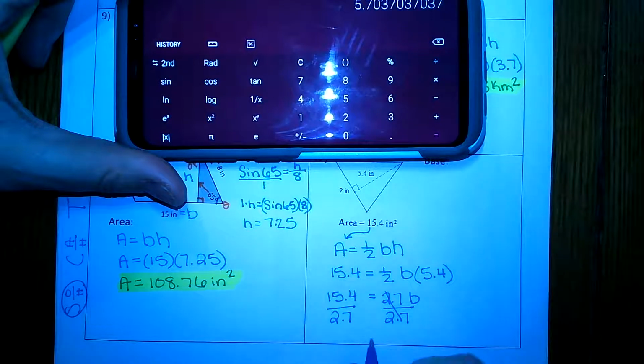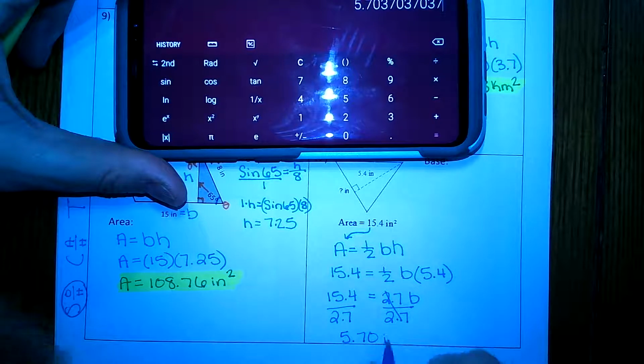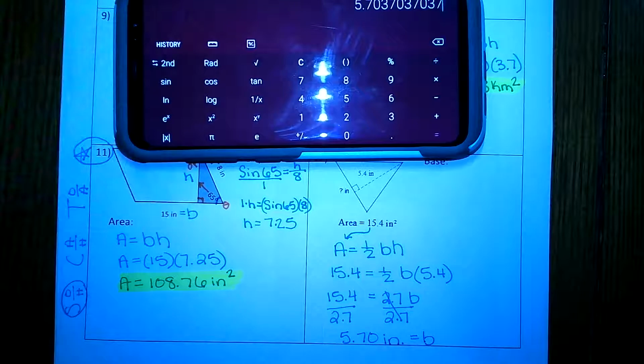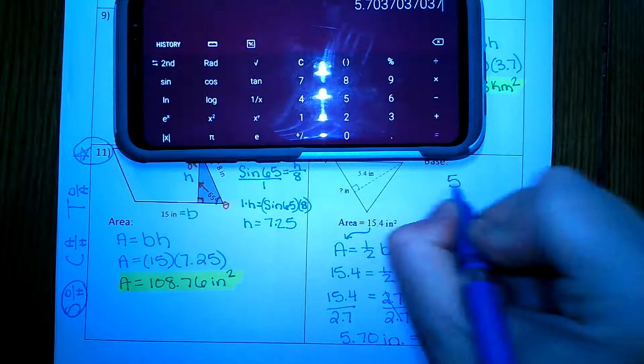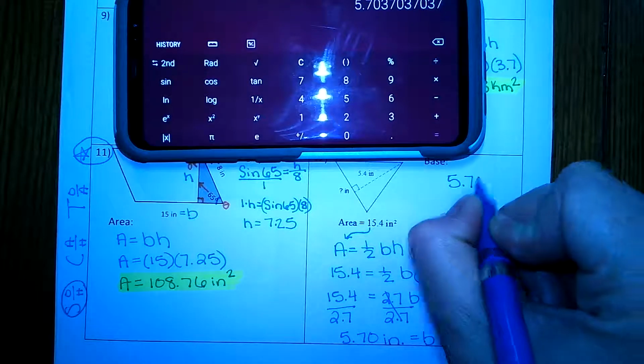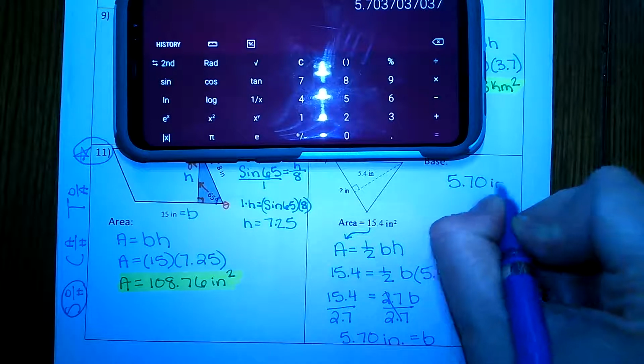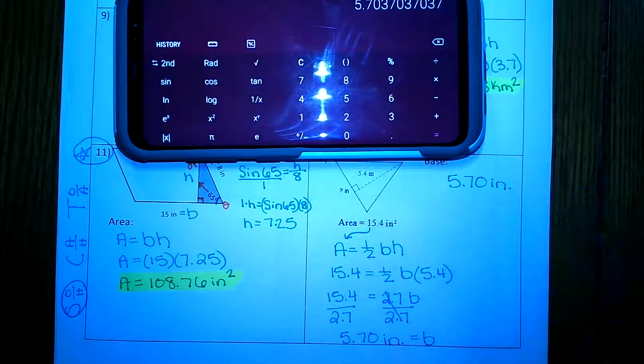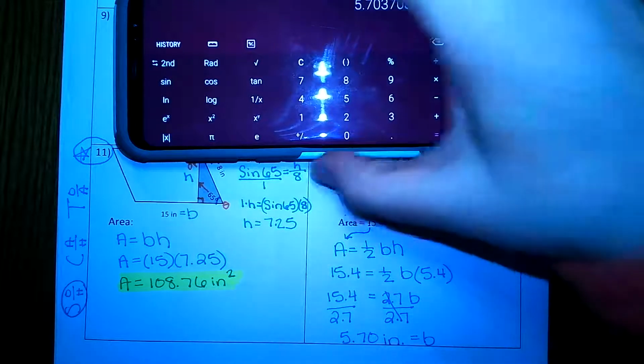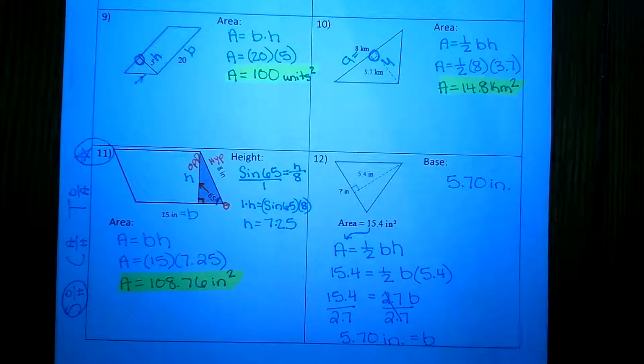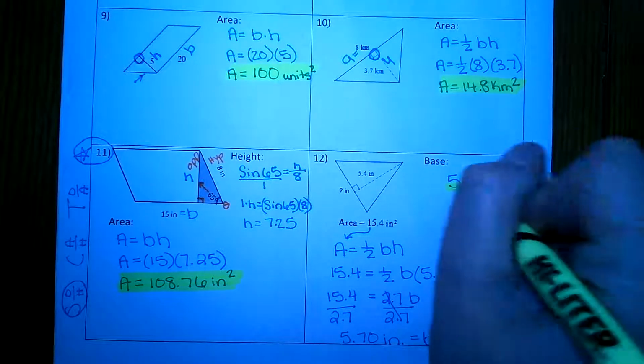And I am getting 5.70 for the b. And that is in inches, a measurement of inches, not inches squared. Because remember, when you're measuring a side length, you are not squaring that value. That is a linear value. So my final base measurement is 5.7.